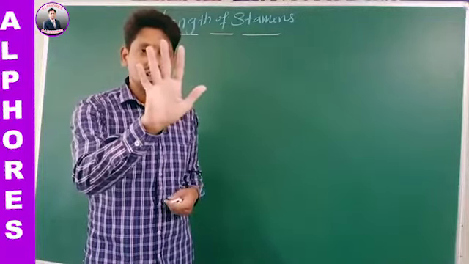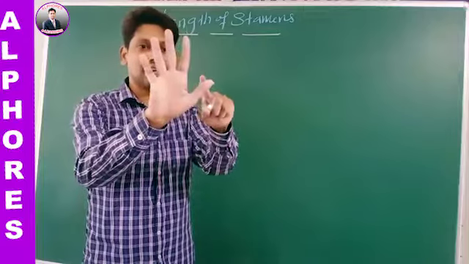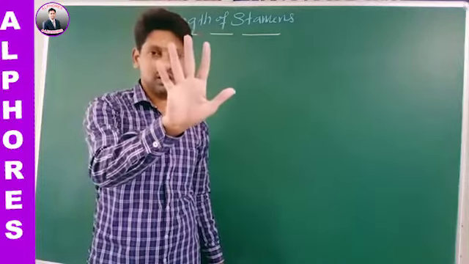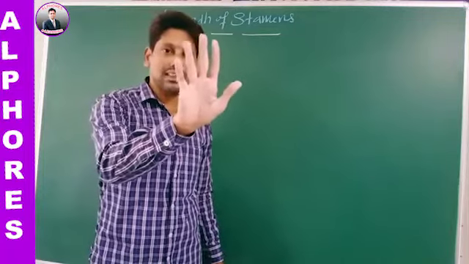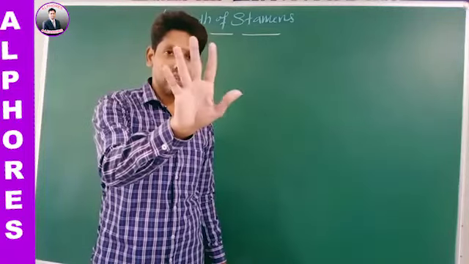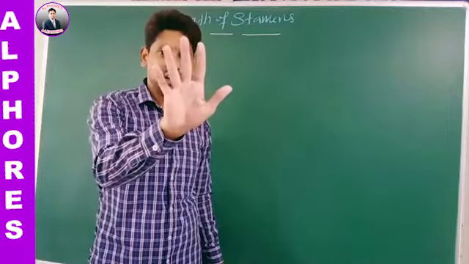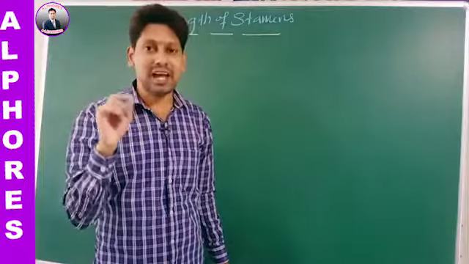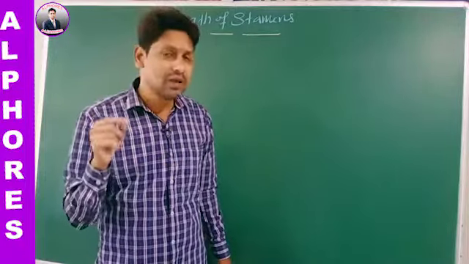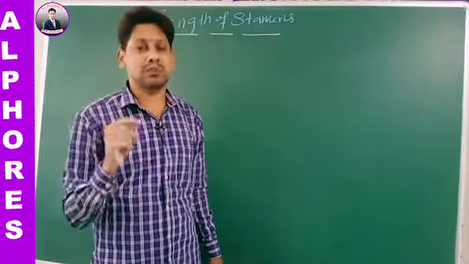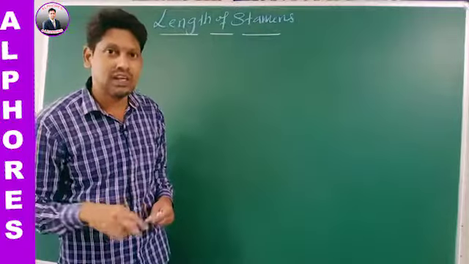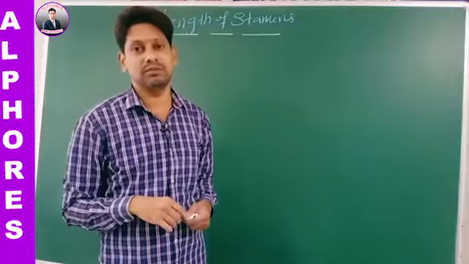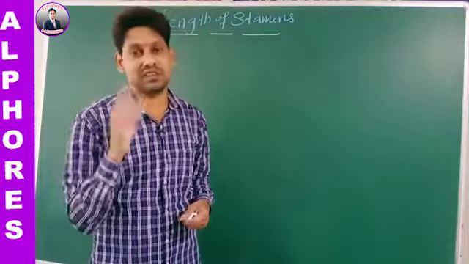Now see, in this flower, how many stamens are there? 1, 2, 3, 4, 5. Each finger is one stamen. Now you tell me, is the length of all 5 stamens, the length of all 5 fingers, the same or different? Different. Similarly, in some plant species, within the same flower, the length of the stamens differs.